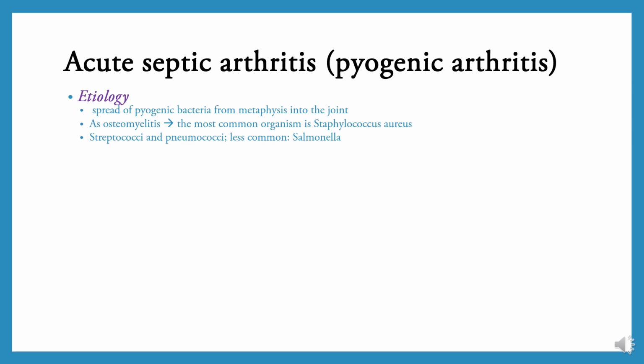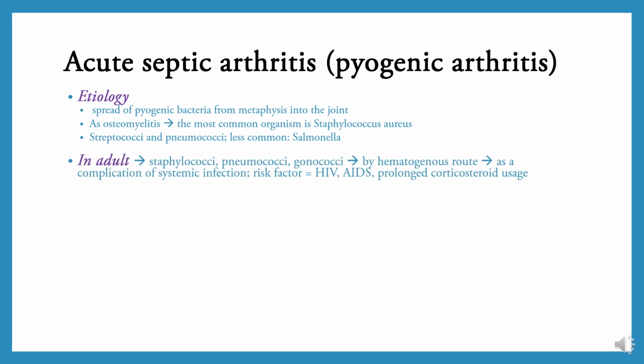The etiology of acute septic arthritis involves spread of pyogenic bacteria from the metaphysis into the joint. As in osteomyelitis, the most common organism is Staphylococcus aureus, or it could also be caused by streptococci and pneumococci, and less commonly by salmonella. In adults, staphylococci, pneumococci, and gonococci spread by the hematogenous route as a complication of systemic infection. Risk factors include HIV disease, AIDS, and prolonged corticosteroid usage.